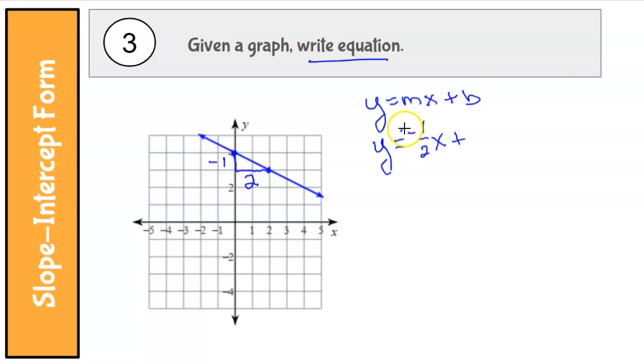Rise over run. And then my y-intercept, that point is (0, 4). So 4 is my y-intercept. So this time the relationship between the x's and y's is 1/2 times x, make it negative, and add 4, you'll get the y.